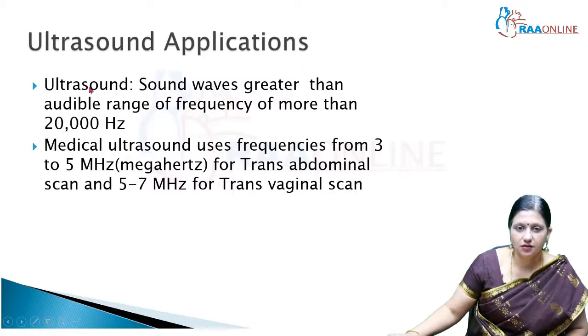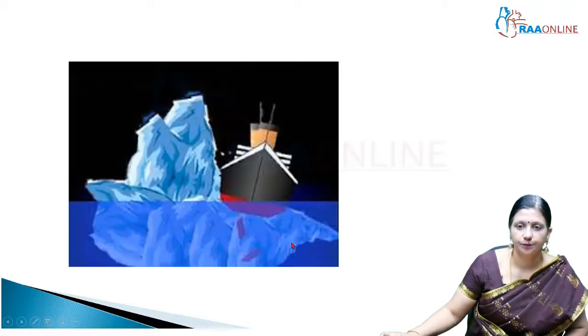Ultrasounds are basically sound waves greater than the audible range of frequency, more than 20,000 Hertz. Medical ultrasound uses frequencies from 3 to 5 megahertz. Other applications of ultrasound, like sonar, the sound navigation system, use other frequencies, but we as doctors use frequencies from 3 to 5 megahertz for transabdominal scans and 5 to 7 megahertz for transvaginal scans. So this was the original use, the detection of icebergs.